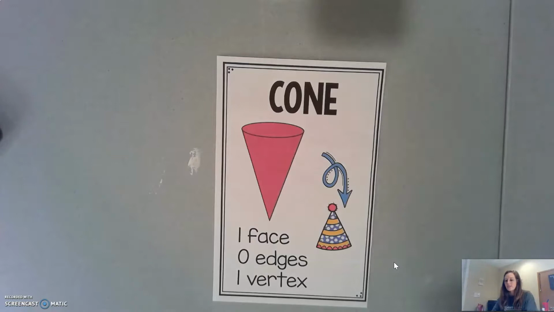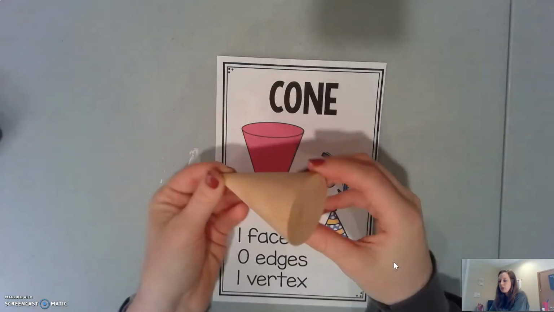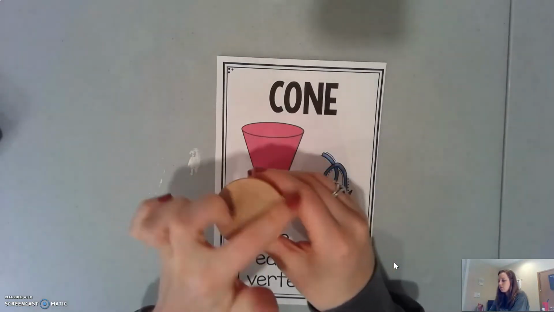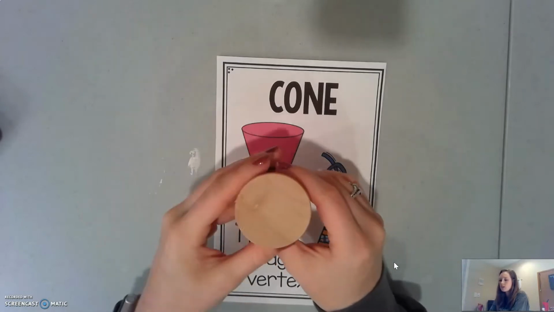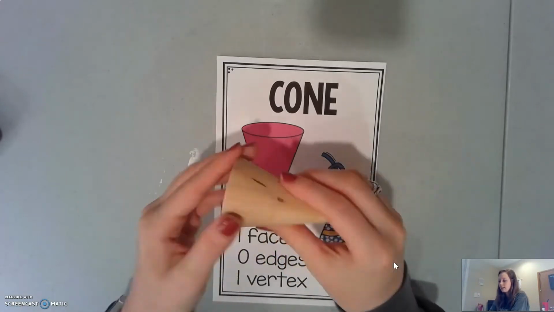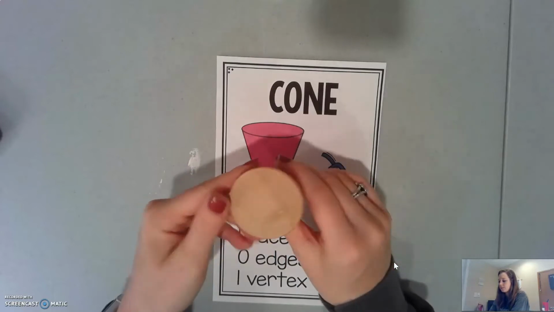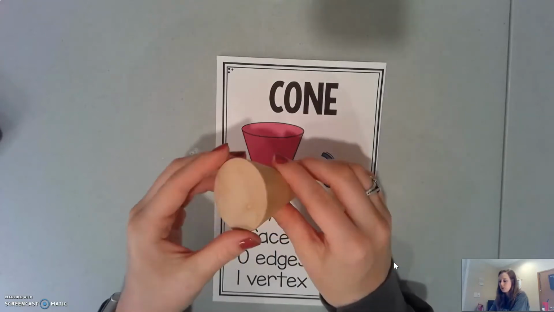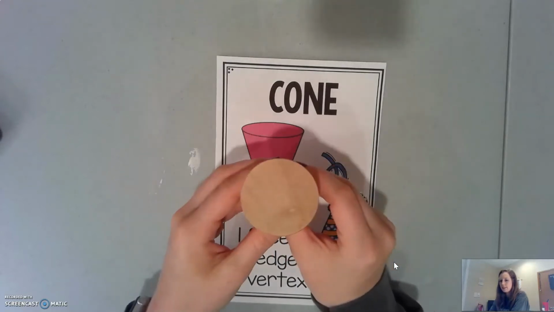Last one, we have a cone. We see this cone and we see 1 circle to make the face of a cone. 1 circle is the 2D shape to make the face of a cone.